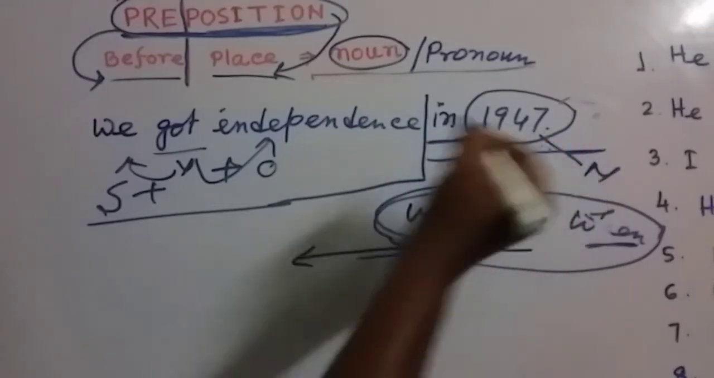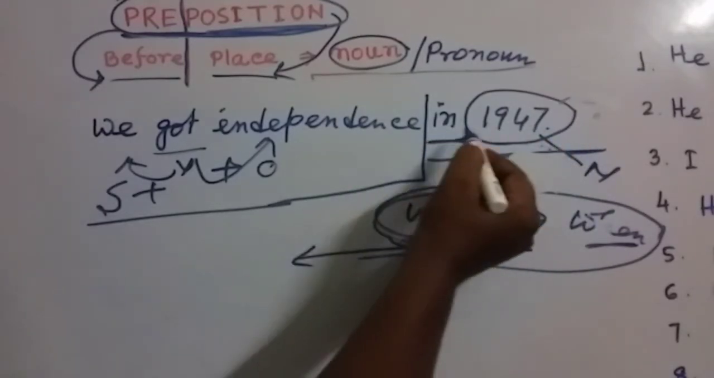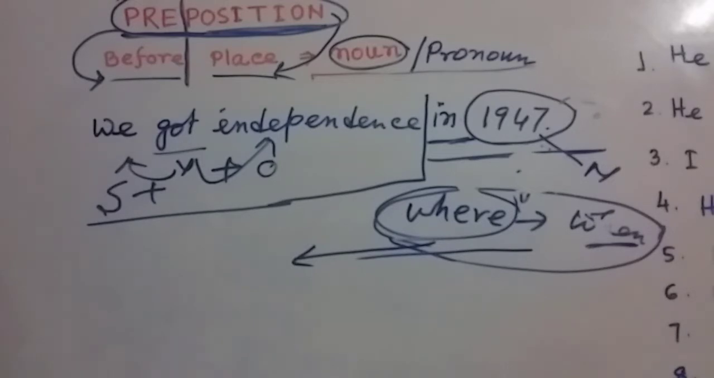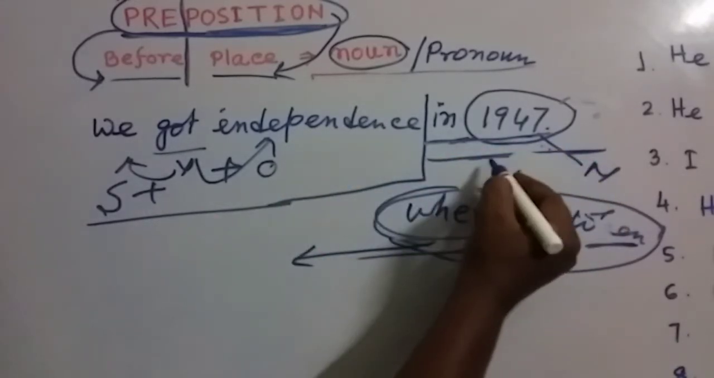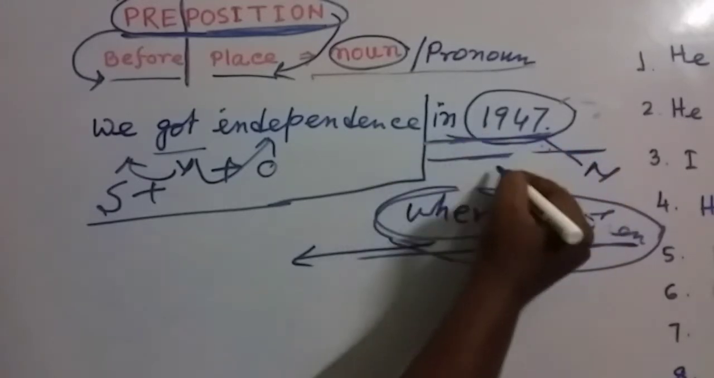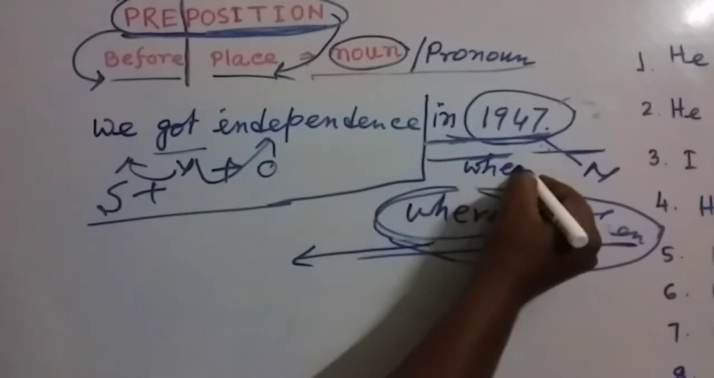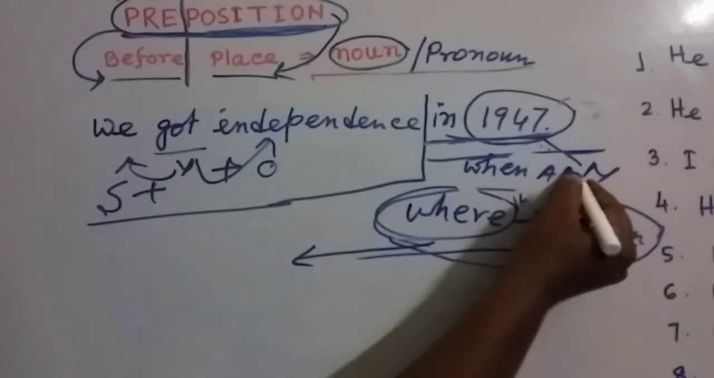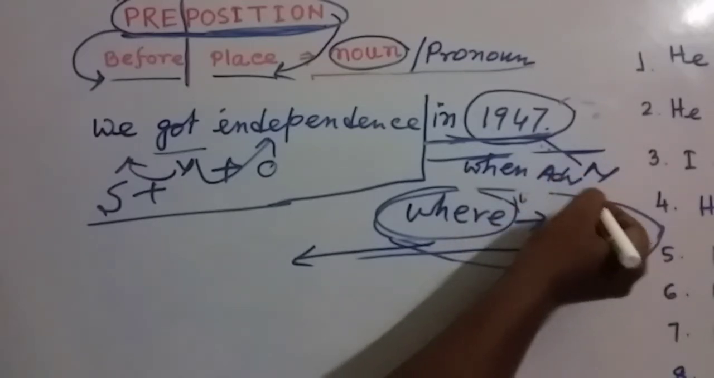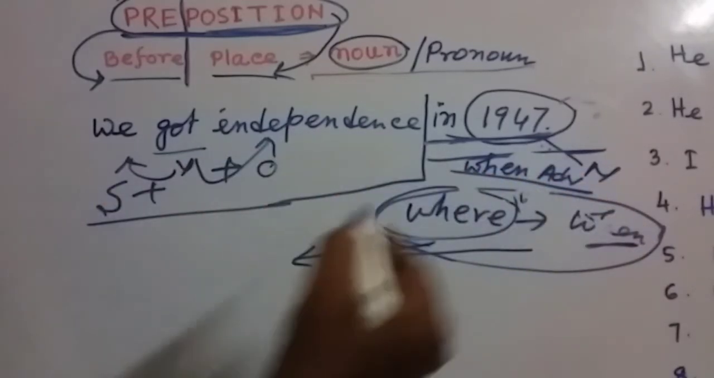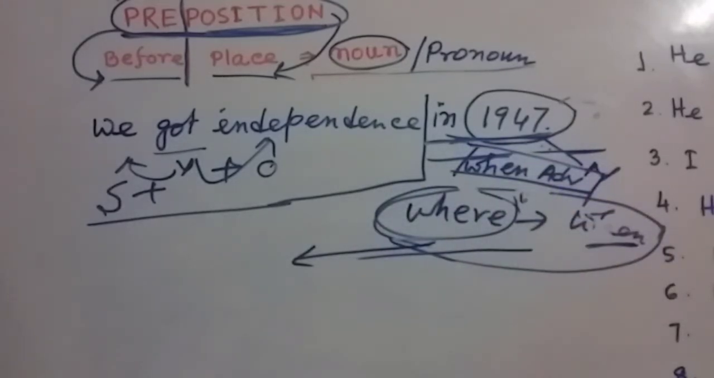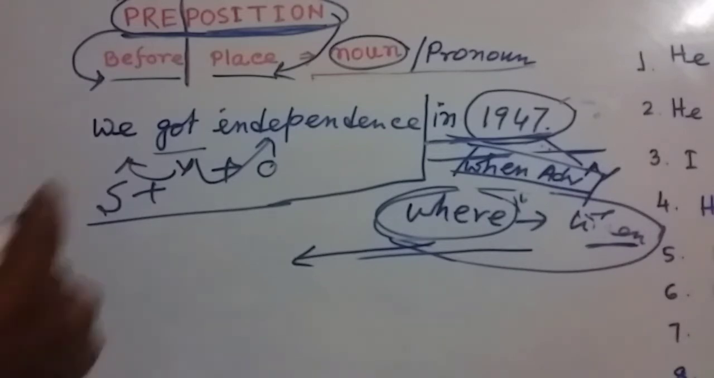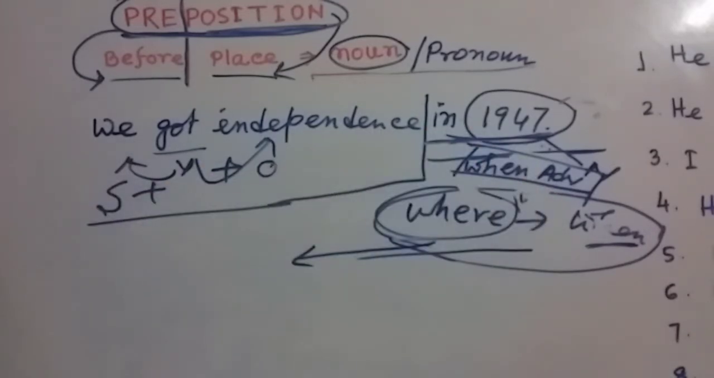Actually, before a year, we should use in, and by using this in, we have converted this group of words into a when adverb. It is called an adverb of time. We have converted this noun into a when adverb, and now the sentence is meaningful. In this way, we have to use the preposition.